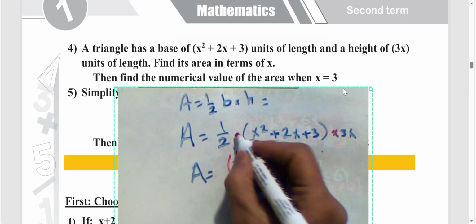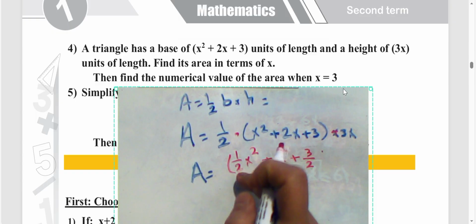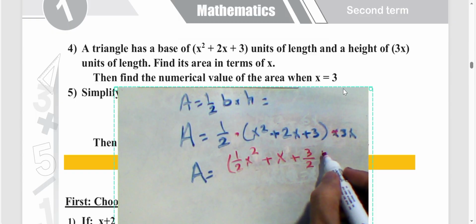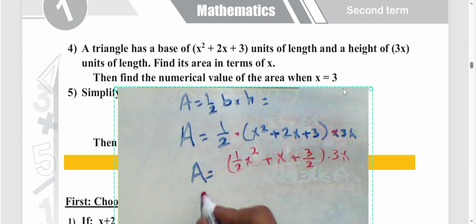Okay, the rule here, half times base times height. Half multiplied by x power 2 it will be half x power 2. Half times 2x it will be x. Half times 3 equals 3 over 2. All multiplied by 3x, it's the height. Then you can simplify it.